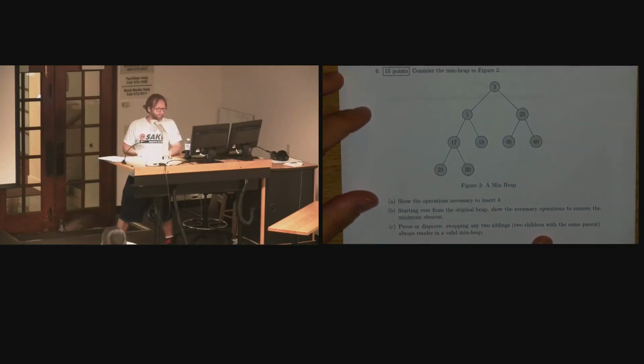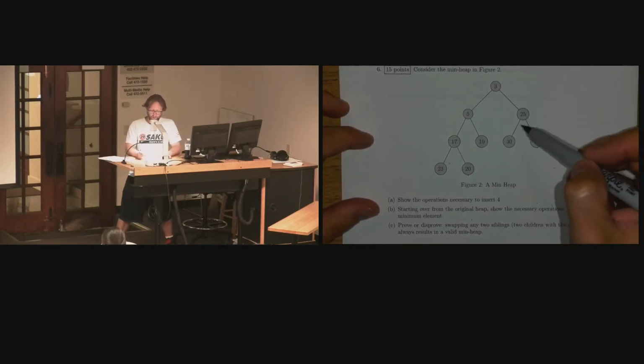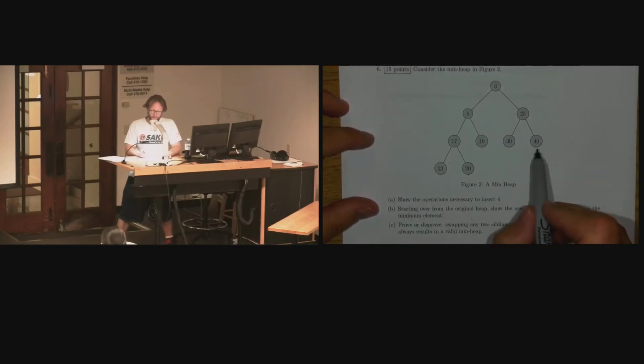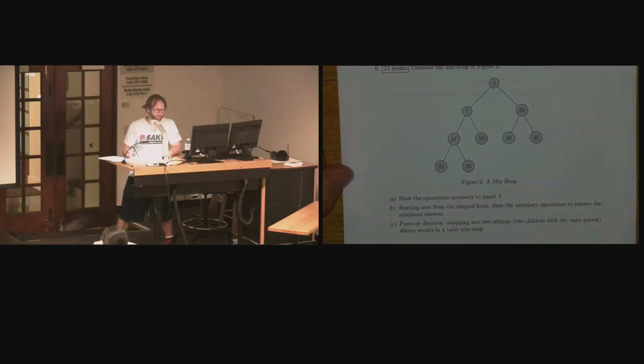Here's a min heap. Right? Verify that it's a min heap. This is less than both of its children. This is less than both of its children. Less, less, less. And it's full at every level except for the last one, and it's full and to the left. Okay? Show the operations necessary to insert 4.